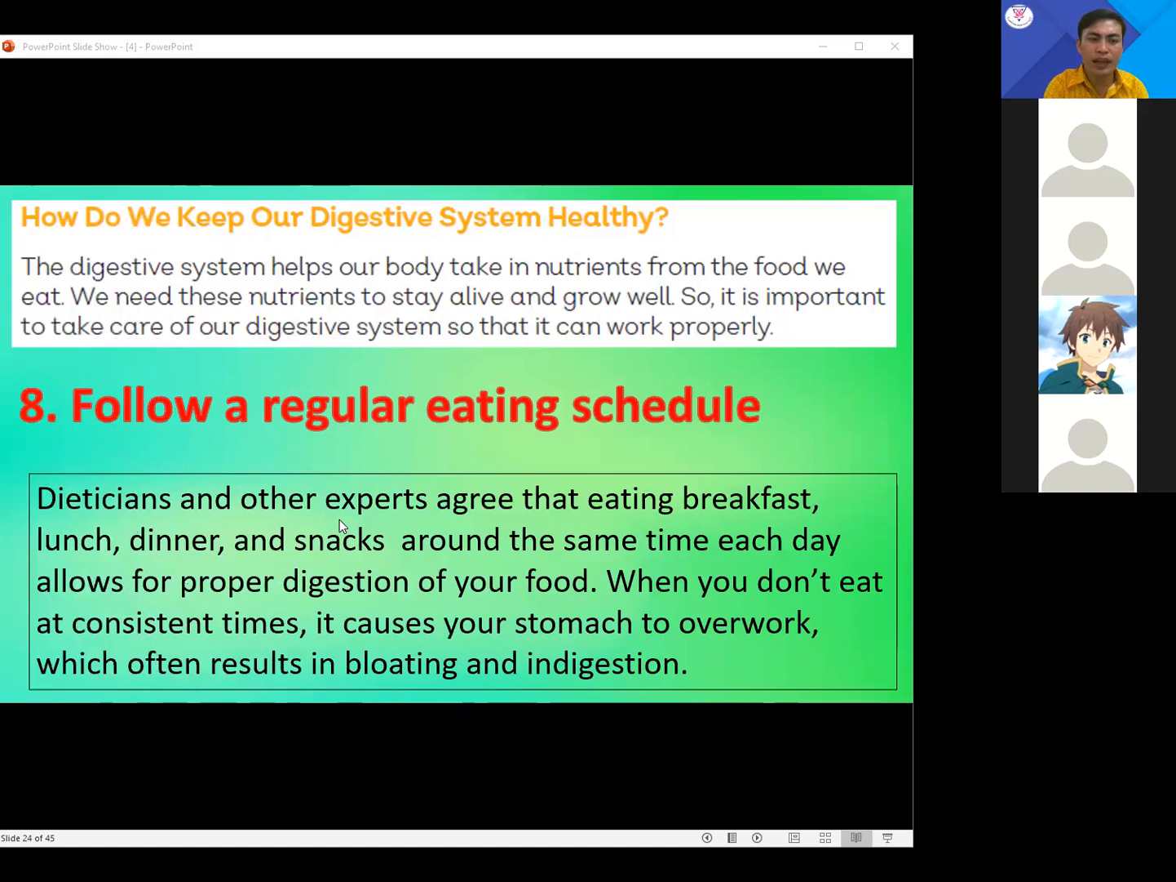We're almost done. Second to the last. Number eight is follow a regular eating schedule. I will repeat, follow a regular eating schedule.